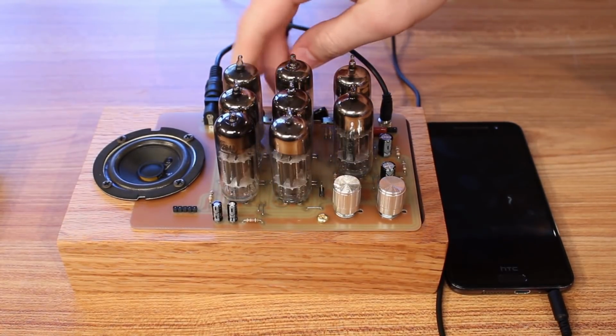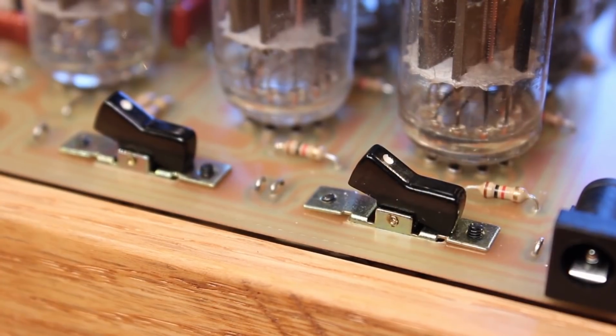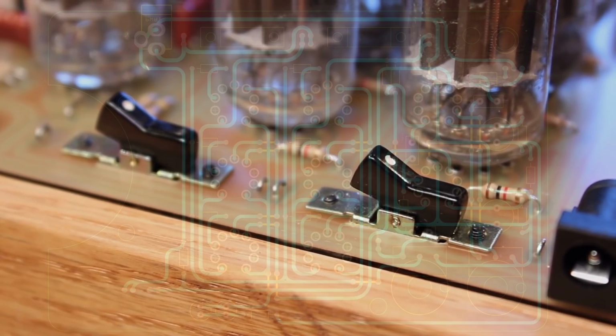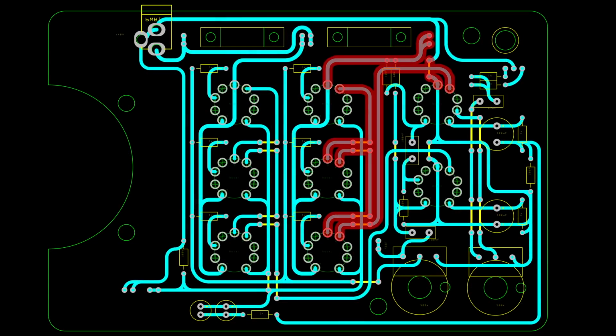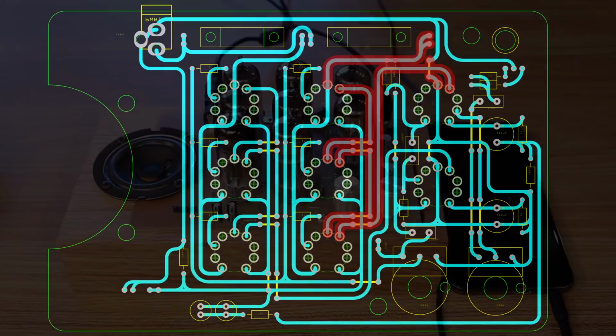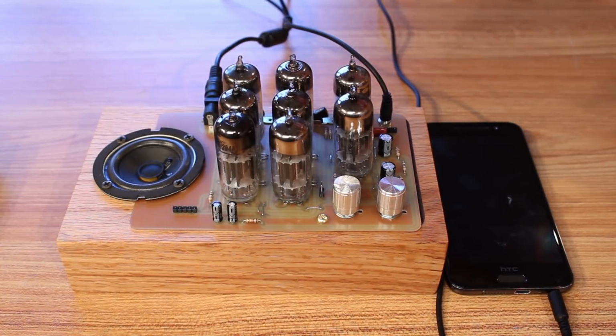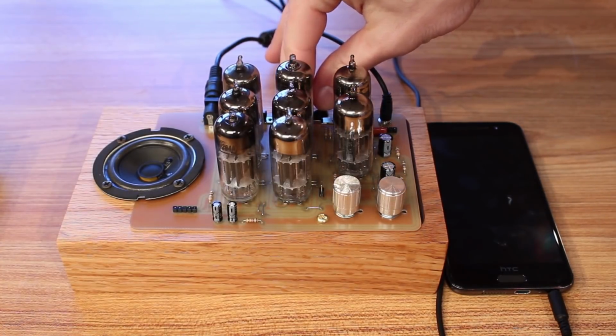Let's go ahead and kick it on. I put two power switches on here because I was worried about inrush current. So one power switch flips on four of the tube heaters, the other power switch flips on the other four tube heaters. But I really don't think I needed to worry about that. That was kind of an overkill solution.